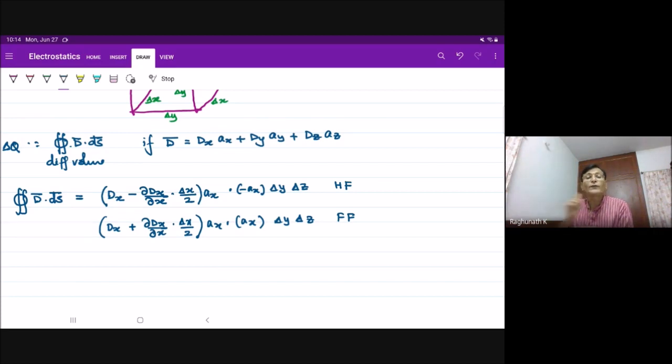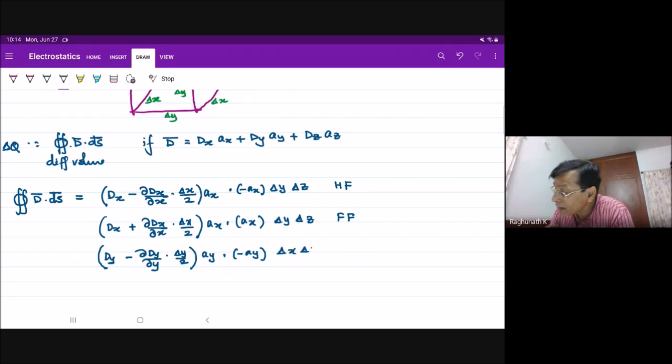For the left face, what is it? Dy minus, from the center I will go along the y-axis to the left, dou Dy by dou y, f dash of x, right? I told you. Into delta y by 2, because I am going back. Ay dot minus ay, because it is the left face. Delta x, delta z is the size of the face. It is over the left face.